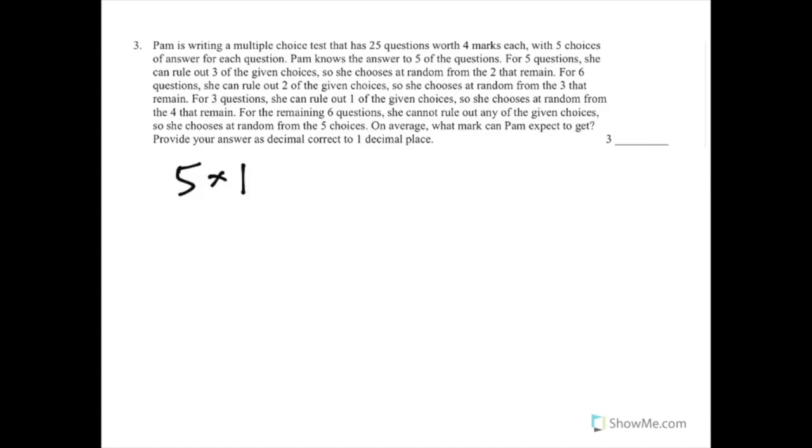And for the next set of 5 questions, she can rule out 3 of the given choices. So what's the probability that she would get it right? Since there are two remaining possible answers, there's obviously a 50% chance that she'll get it right. So it will be 5 times half. For the next 6 questions, she can rule out 2, and so she chooses at random from the 3 that remain, and so it is 6 times a third is the expected value from these 6 questions.